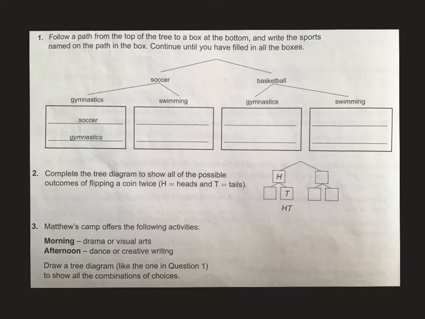What are the two sports? Write them both here. Follow this path. What are the two sports? Write them both here. Follow this down. What are the two sports? Write them in here. So you're just recording first choice soccer, second gymnastics.